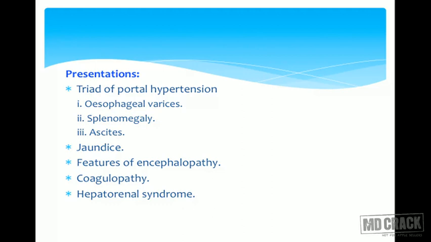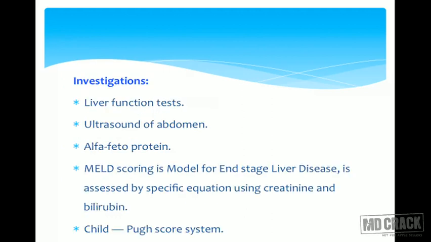Patients can present with jaundice, features of encephalopathy, coagulopathy and hepatorenal syndrome. Patients presenting with portal hypertension may be investigated with liver function tests and ultrasound of the abdomen, which will document the status of the liver, how the echo texture is, and how severe the cirrhosis is. It will also tell you the Doppler findings of the portal flow, whether it is hepatopetal or hepatofugal. You may investigate with alpha-fetoprotein and the Child-Pugh score system.